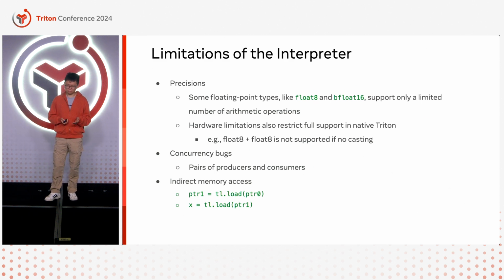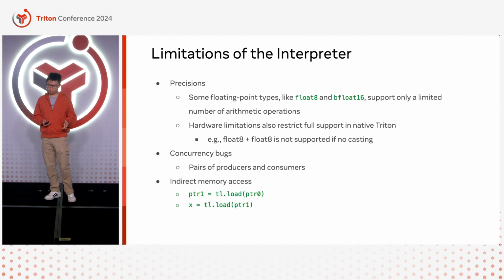Also, currently, the interpreter doesn't support debugging concurrency bugs. For example, if you have pairs of consumers and producers, and you suspect that there are some problems because they didn't communicate properly, it's not something we can debug because we always invoke programs in the order from 0 to n.